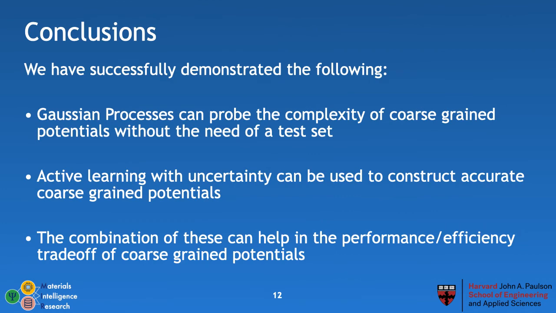In summary, we have successfully demonstrated the following things. For one, Gaussian processes can probe the complexity of coarse-grained potentials without the need of a test set. Secondly, active learning with uncertainty can be used to construct accurate coarse-grained potentials capable of capturing things like the radial distribution functions of the all-atom system. The combination of these will help in the performance and efficiency trade-off of designing coarse-grained potentials in the future.